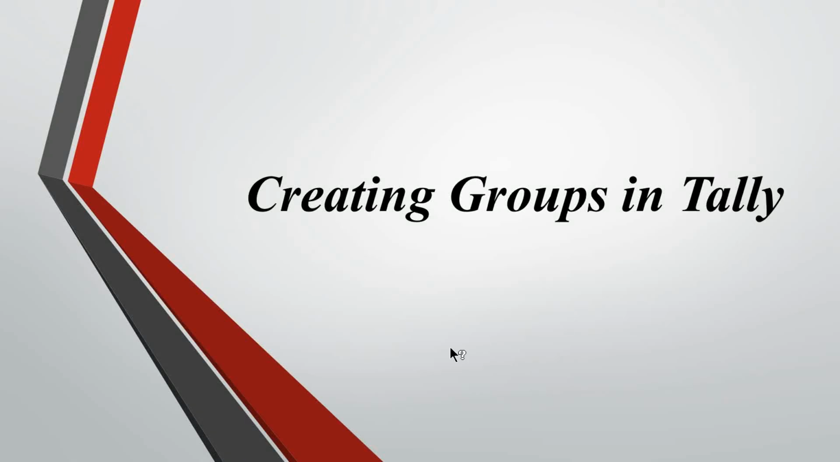In this video, we are going to see how to create user-defined groups in Tally. In the last two videos, we have seen the theory part of this. We have seen groups are nothing but a collection of ledgers with similar nature, right? In Tally, there are 28 predefined or built-in groups available, out of which 15 are primary and 13 are subgroups.